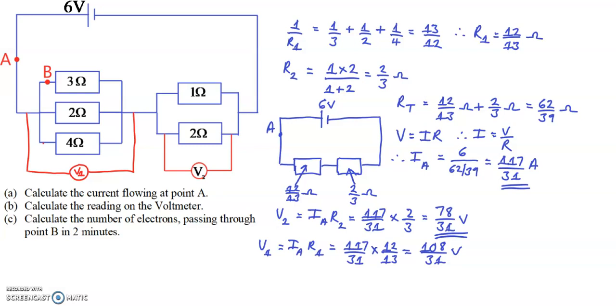Now, we need to work out the current flowing at point B. So I'm going to denote that by IB, and that's going to equal V1 over the resistance on this branch here, which is 3 ohms. So that's going to give us a current of 36 over 31 amps.